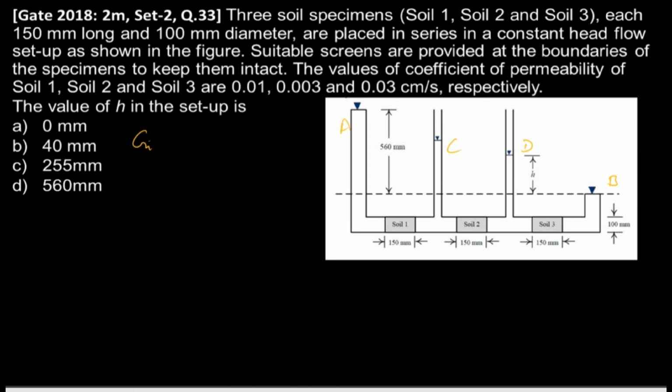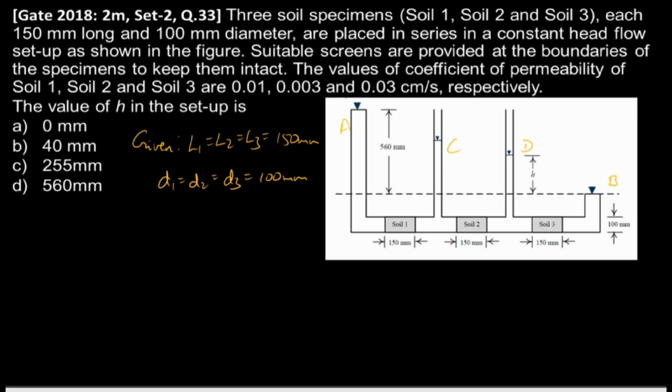Now, we'll write down the given data. L1 equal to L2 equal to L3, which is 150 mm, the length of the soil sample, and D1 equal to D2 equal to D3 is 100 mm. So the area of soil is the same.